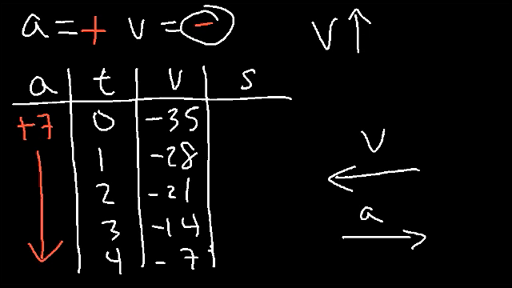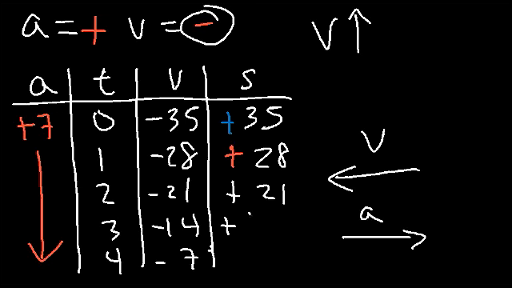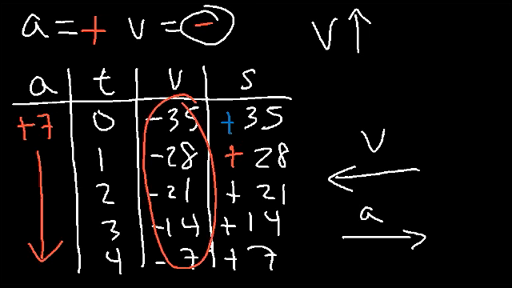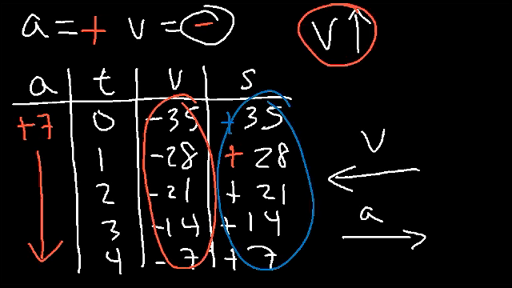Now the speed is positive 35. Since the velocity is negative 35, speed is always positive. Now, 1 second later, it's going to be positive 28, positive 21, 14, and 7. So notice that the velocity is increasing. Negative 7 is to the right of negative 35 on a number line. So that's why we could say v is increasing. But if you notice, the speed is decreasing. 7 is to the left of positive 35 on a number line. So it's slowing down.